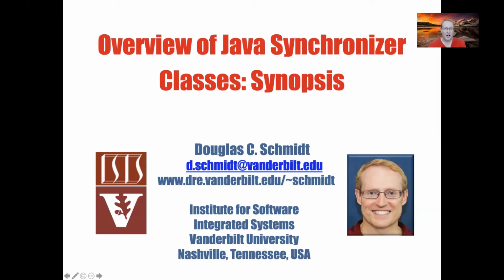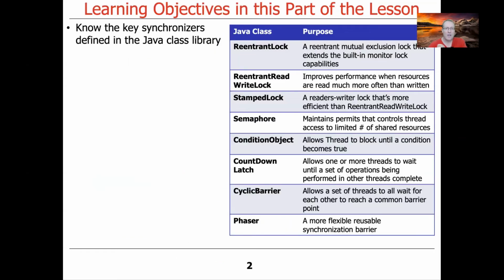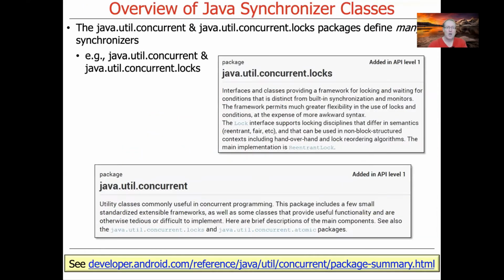So now that we've had a chance to talk about the different categories of synchronizers in Java generally, let's take a look at the different classes that Java supports. And this is going to be an intentionally high-level overview. We will cover these classes in much, much more detail as we get later into the course, and you have a chance to play around with most of them in the assignments.